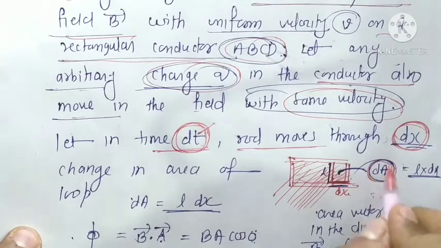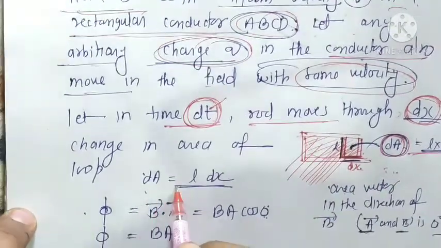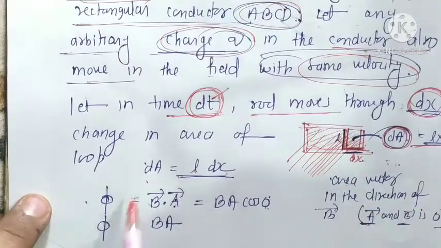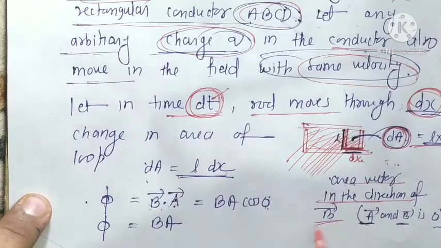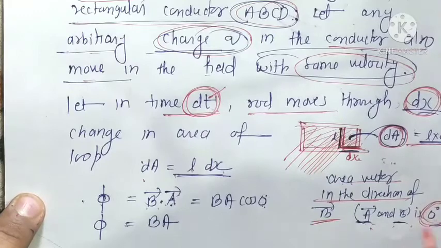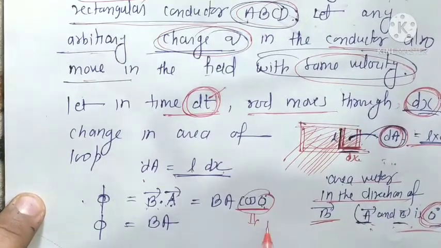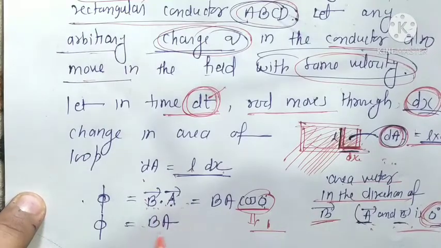So the change in area dA is L and dx, so dA we can write as L dx. The flux is equal to B dot A, and the area vector is in the direction of the magnetic field. So the angle between the area vector and the magnetic field is 0 degrees here. We put cos 0, which is equal to 1. So finally we write BA.